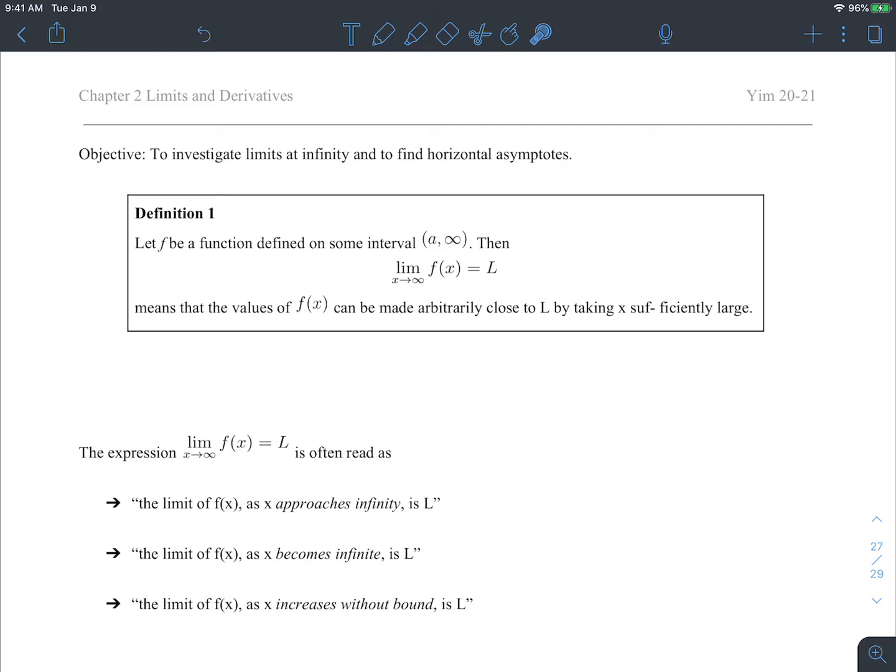If the function is defined over the interval from some value a to infinity, then as the limit goes to infinity of the function, it reaches L. Basically what that means is that the function can be made to go arbitrarily close to the value L by taking x sufficiently large. That is it. That's moving to the right.